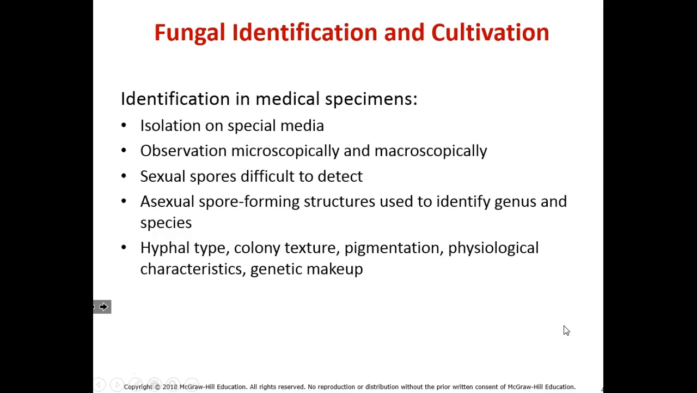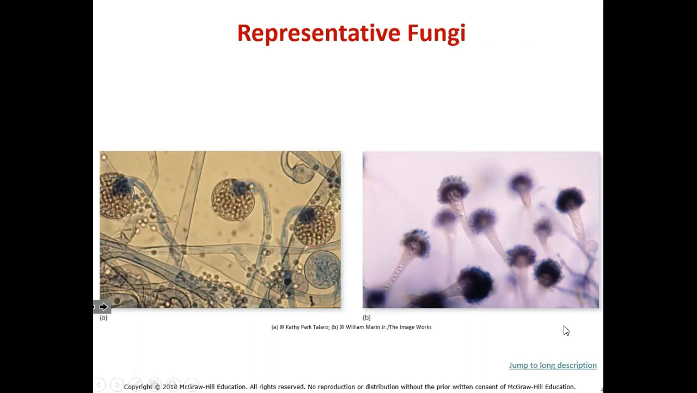Identification in medical specimens: isolation on special media, observation microscopically and macroscopically. When we do our lab next week on microscopy, we're going to look at some prepared slides that have different types of fungus. We have the sexual spores that are difficult to detect, the asexual spore-forming structures used to identify genus and species, and we have hyphal type, colony texture, pigmentation, physiological characteristics, and genetic makeup.